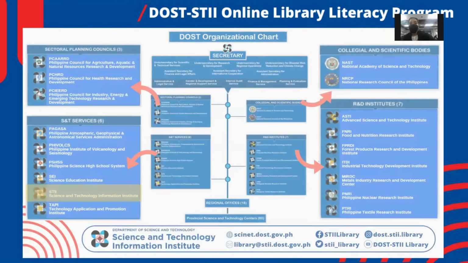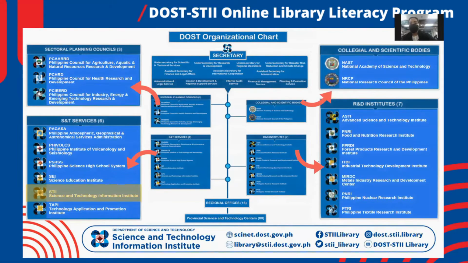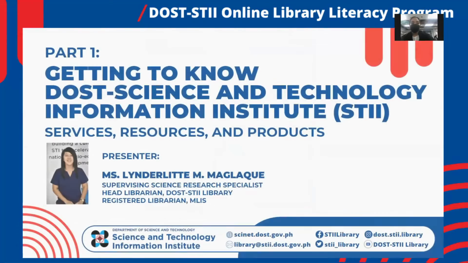Now, DOST is composed of 18 attached agencies. So siguro yung iba, familiar na kayo, like yung Pag-asa, PBOX, ISAI, and several regional offices divided into 4 clusters, namely the Sectoral Planning Council, the S&T Services, the Collegial and Scientific Bodies, and the Research and Development Institutes. Now, ang DOST Science and Technology Information Institute is part of the S&T Services as the marketing and information arm of the DOST system.